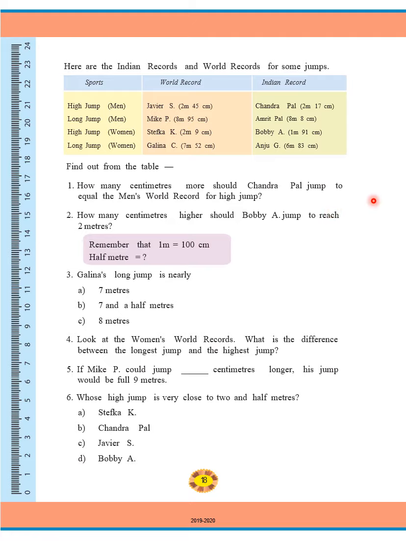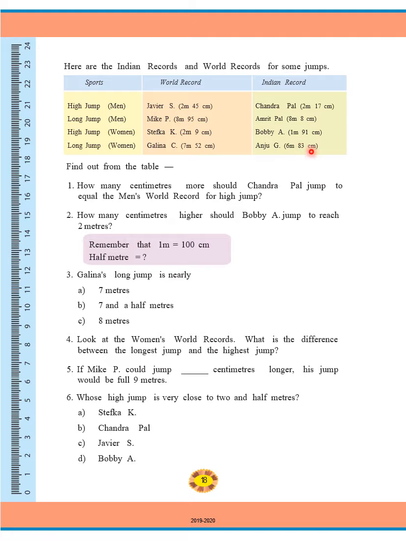9 centimeters to reach 2 meters, because 2 meters have 200 centimeters, and if we convert 1 meter 91 centimeters into centimeters, then it is 191 centimeters. So she needs 9 more centimeters to reach 2 meters.